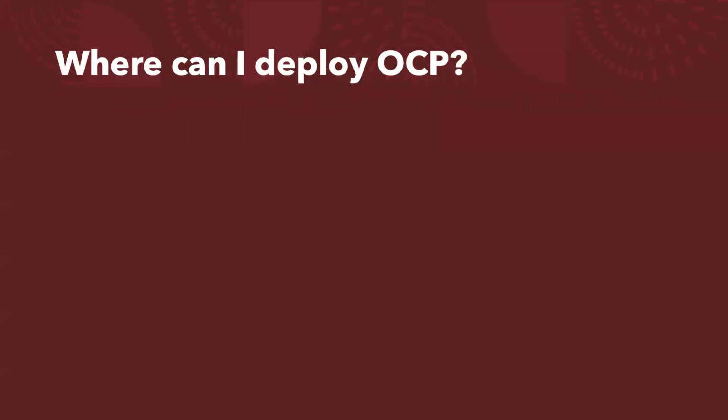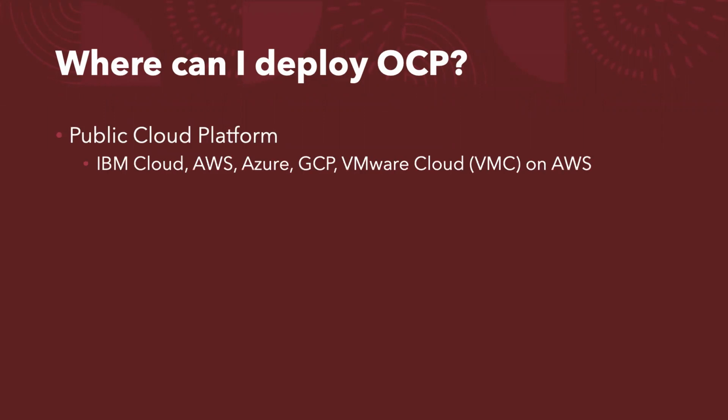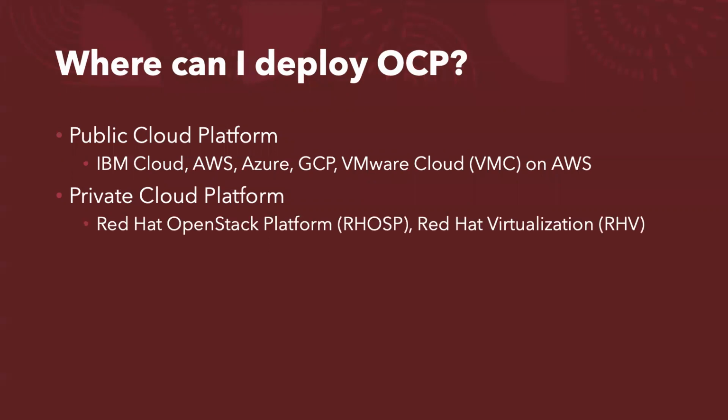So first of all, where can I deploy OpenShift Container Platform? You can deploy to any one of the supported public cloud platforms. It could be IBM Cloud, AWS, Azure, Google Cloud, VMware Cloud, or any supported private cloud platform, like Red Hat OpenStack platform or Red Hat Virtualization. And you can also deploy to VMware vSphere.